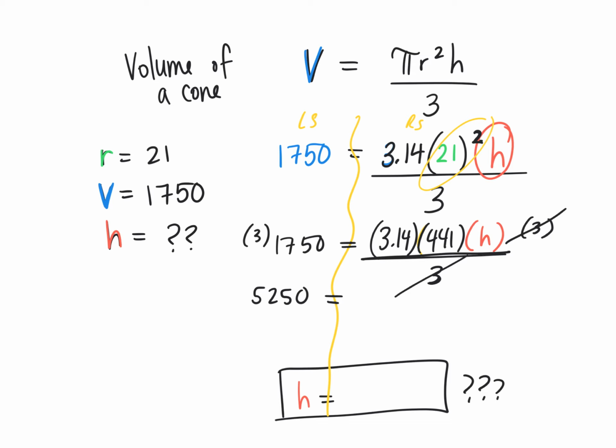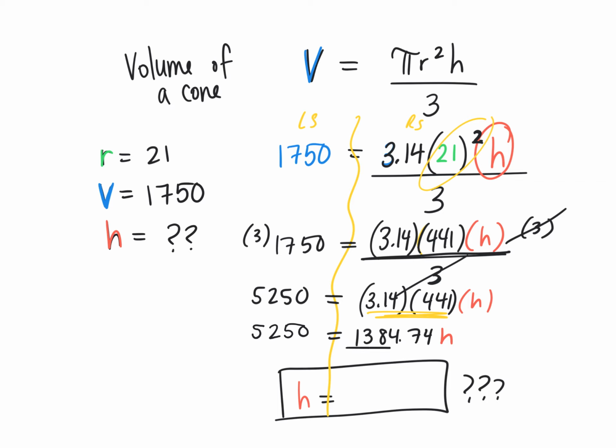And on the right side, I just have 3.14 times 441 times h. Can I simplify this? Yes, let's make this shorter. What's 3.14 times 441? That is equal to 1,384.74. All of that multiplied by the height. Okay, and on the left side, I still have my 5,250. Now I'm trying to get my h by itself. So we have 1,384.74 times h.